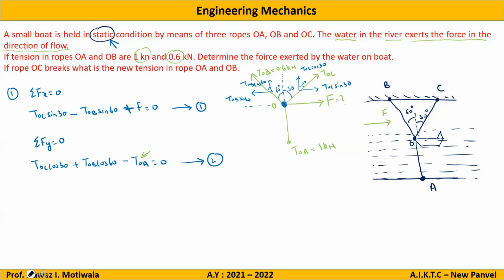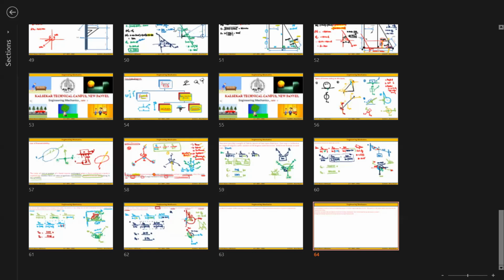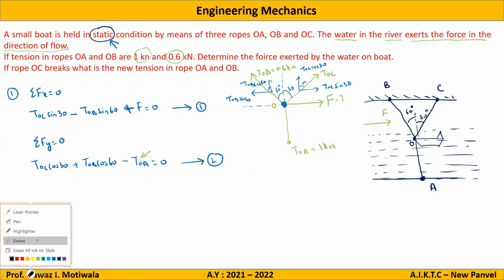TOA is given to us as, सर वो माइनस कैसे, माइनस TOA कैसे? नीचे की तरफ जा रहा है ना बेटा. ये रोप है, रोप का हमेशा अपन क्या बोले, it will go away from the body. डायरेक्शन दिया था. TOA कितना आएगा? 1 किलो न्यूटन, ये दिया हुआ है. TOB ये भी हमको दिया हुआ है 0.6.